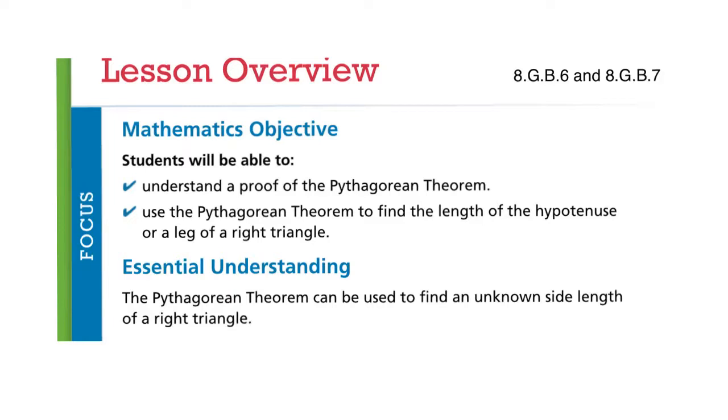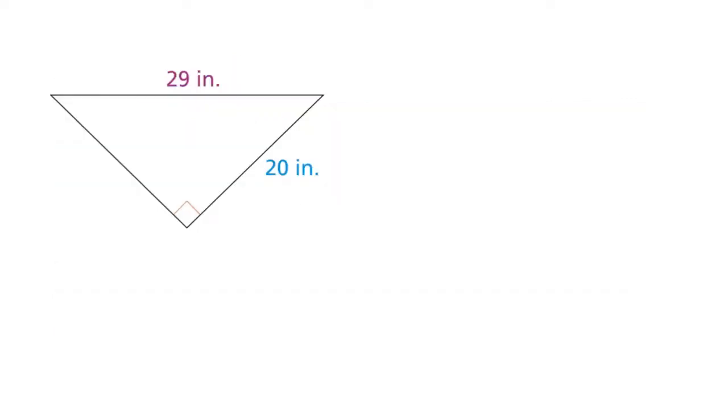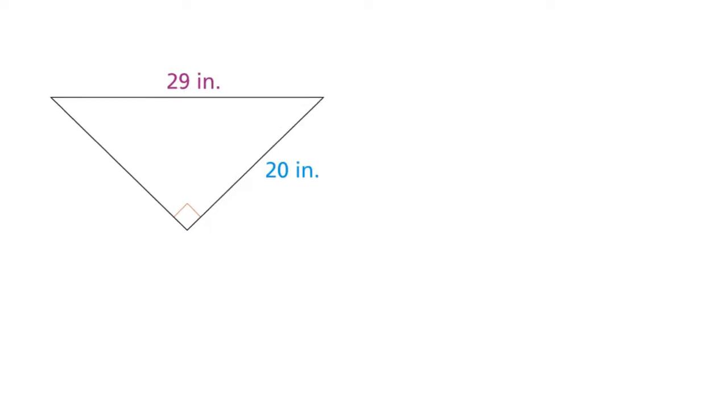This is the same learning target and standard that we worked on last time. This time we're focusing on the very last part of the learning target. Students will be able to use the Pythagorean theorem to find the length of a leg of a right triangle. So this is the part that we're working on today. We will be, instead of finding the hypotenuse, finding a leg in a right triangle. Here's example number 1. If you'll number it number 1 on your paper.